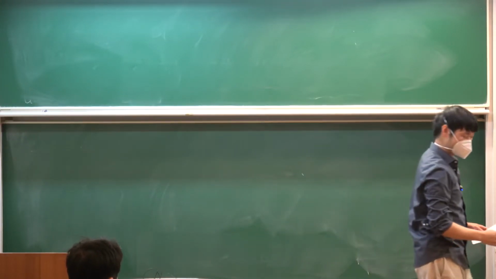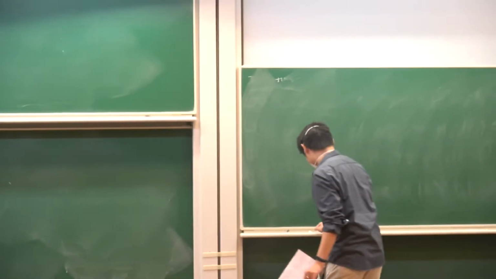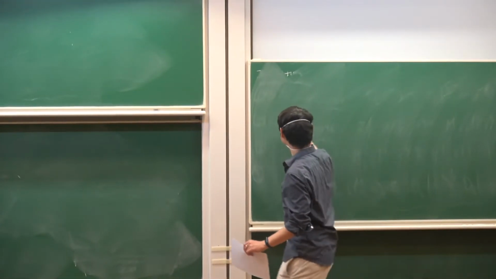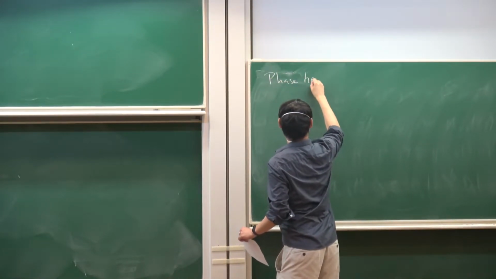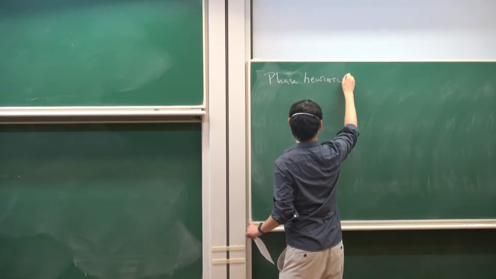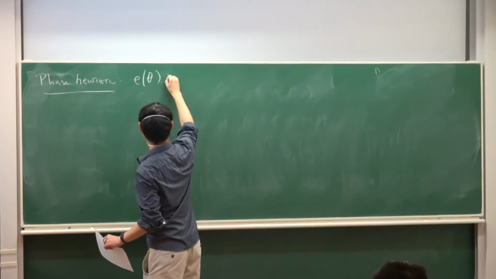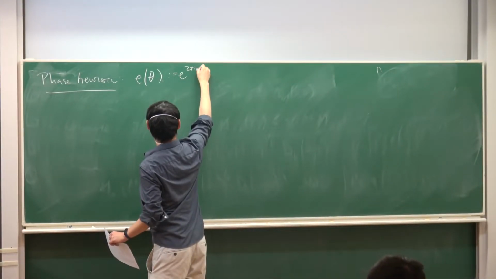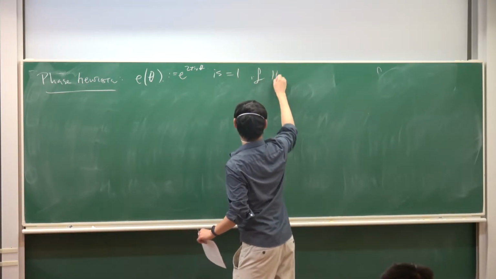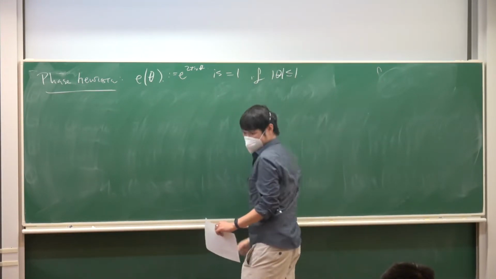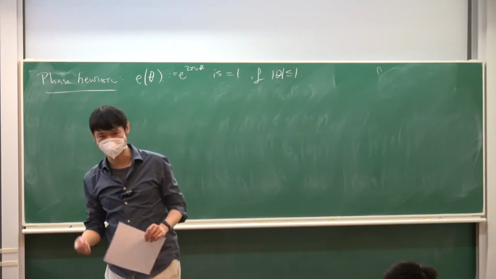Now remember in our heuristics, the phase heuristic was a thing, right? We're going to use the phase heuristic again today. What did the phase heuristic say? E of theta, remember this was e to the 2 pi i theta, is equal to 1 if theta is small. Of course, if you don't like this in the real world, you could work in Q_p, where this is a fact.